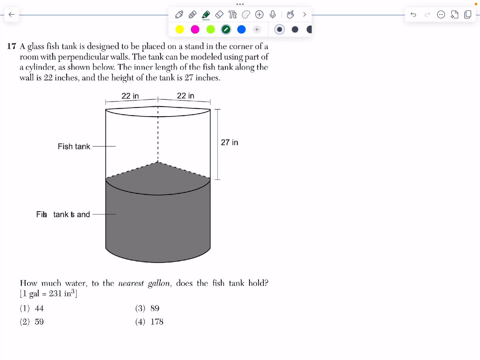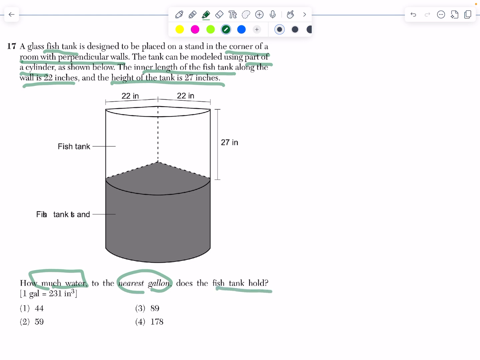A glass fish tank is designed to be placed on a stand in the corner of a room with perpendicular walls. The tank can be modeled using part of a cylinder. The inner length of the fish tank along the wall is 22 inches, and the height of the tank is 27 inches. How much water to the nearest gallon does the fish tank hold?